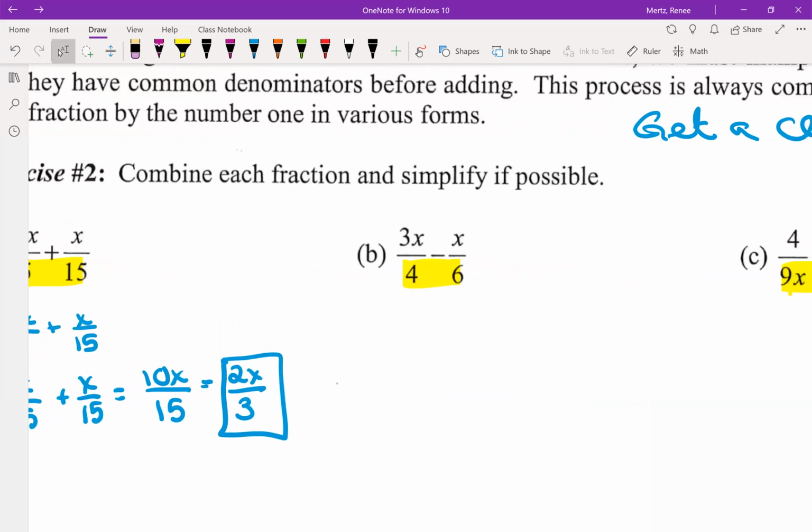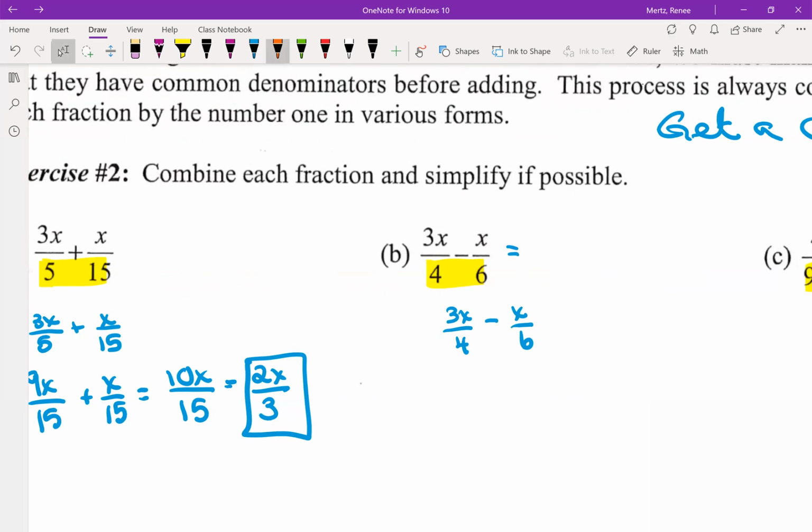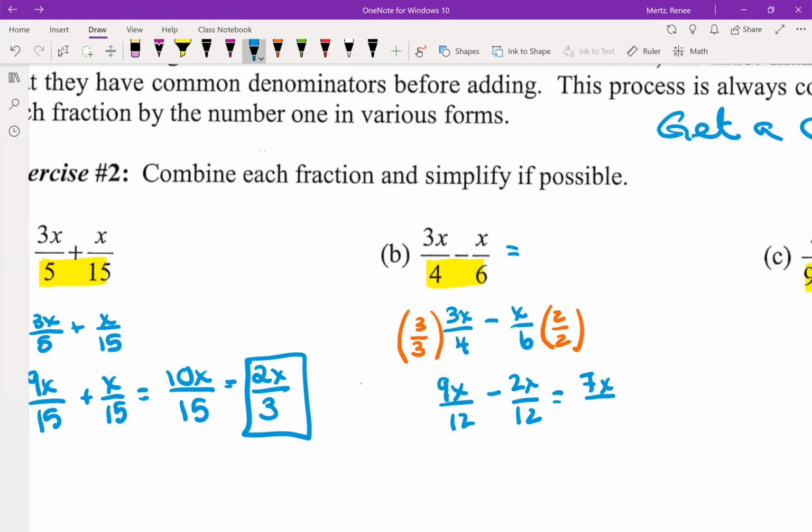For B, we have 3x over 4 minus x over 6. What's our common denominator between a 4 and a 6? Good, it's 12. So we'll multiply by what they each need to become 12. So 3 over 3, 2 over 2. We'll multiply them. So we get 9x over 12 minus 2x over 12, which is 7x over 12. That can't be reduced, so we're done.